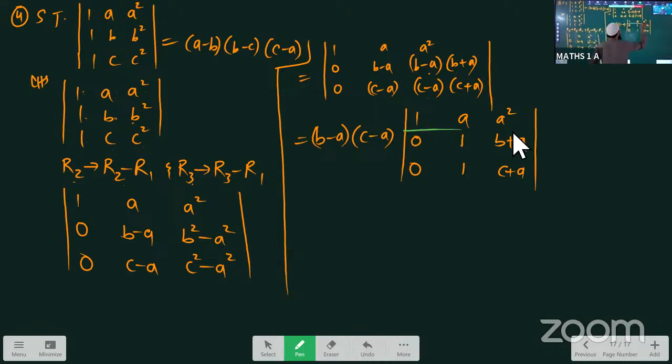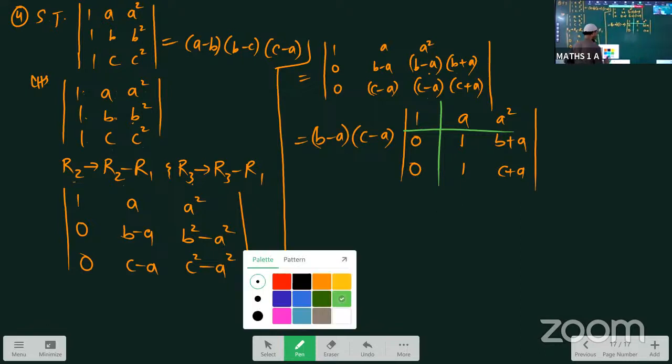You can neglect this row and this column. You just do the determinant of 1 into this matrix. From the determinant property, if two zeros are there in any row or column, you just exclude this row and the corresponding column like this. After that, you just do the determinant of 1 into this determinant.